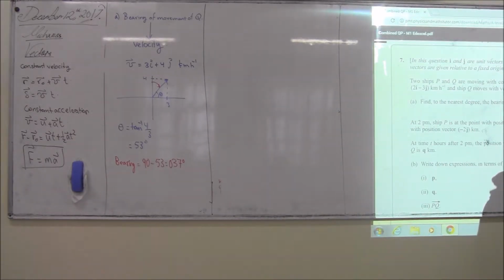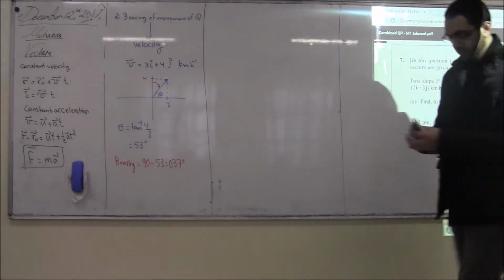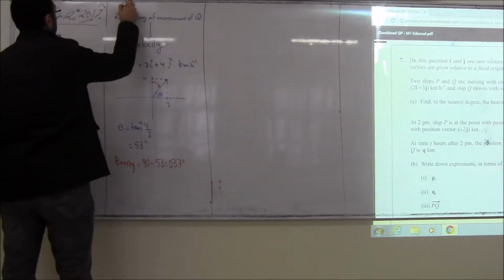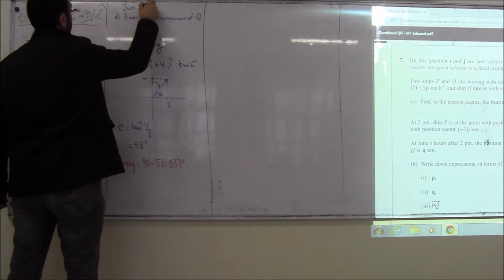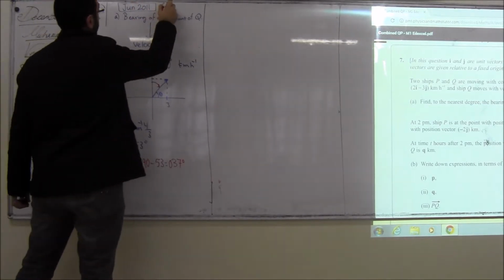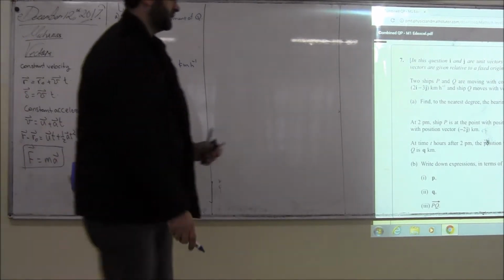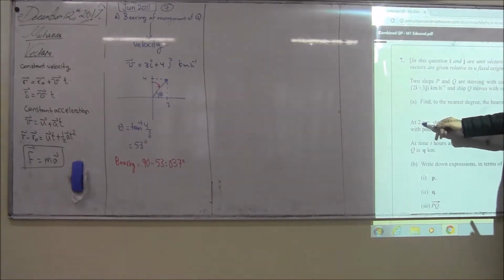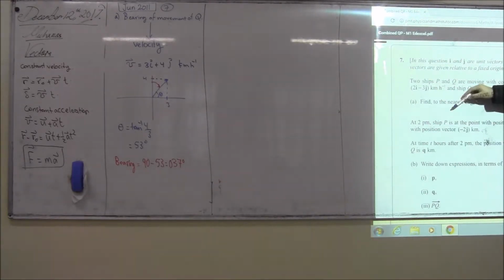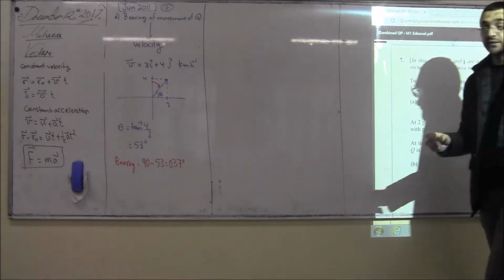Okay, fine. Now look at part B. June 2011, question 7. Guys, question 7. Pay attention, please. What are we given? At 2 p.m., ship P is at the point with position vector i plus j, which is initial. Q is at the point with position vector minus 2j.